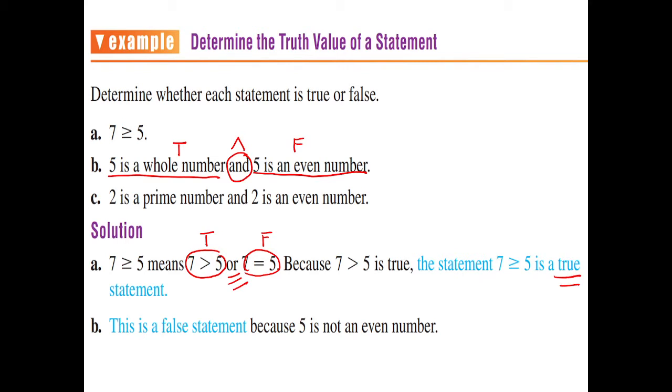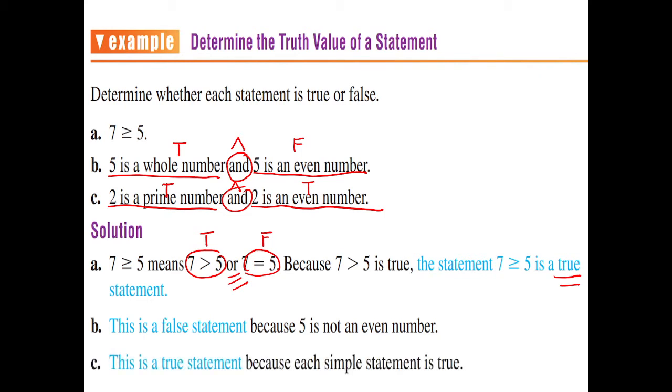What about letter C? 2 is a prime number. Is this true or false? True. 2 is an even number. True or false? True. I am using and. So is this true or false, ang letter C? True. There you go. Because both statements are true. Mao nang true siya. Okay?